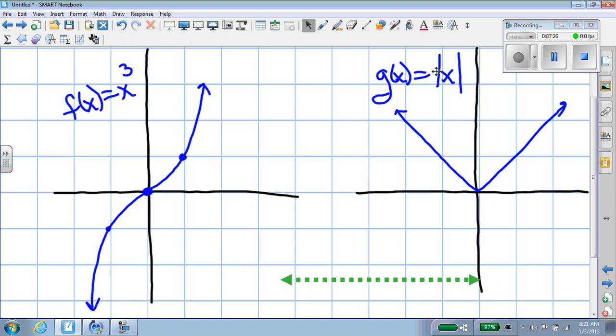Okay, here's g of x, which is the absolute value of x. If I try to do the horizontal line test here, notice I'm not passing a horizontal line test, which means when I switch all the x's and y's and redraw this, I won't pass a vertical line test. So the inverse of f of x actually is a function, but the inverse of g of x is not a function.